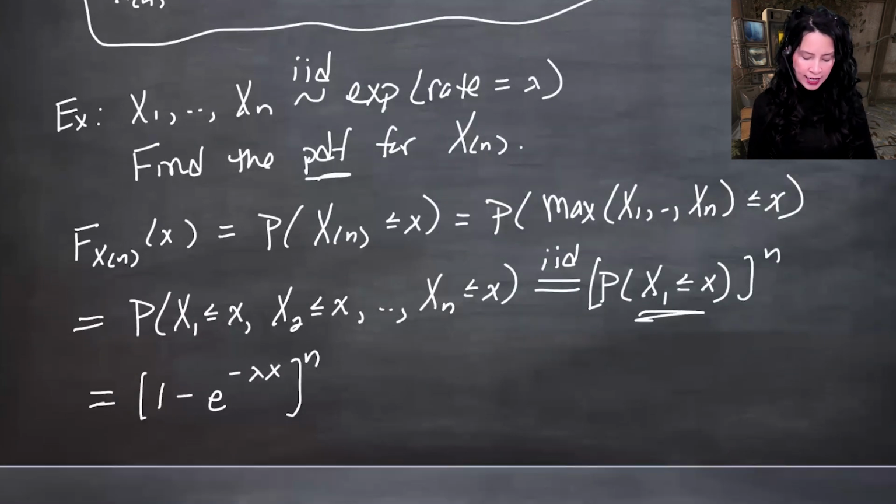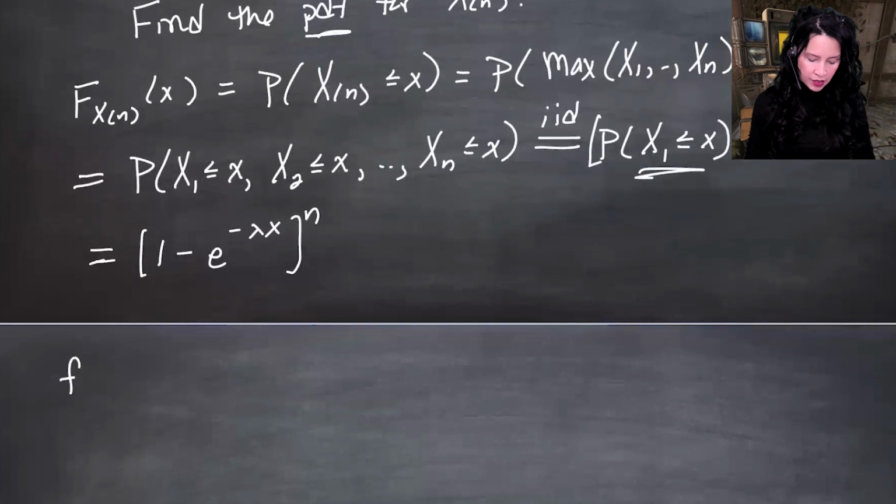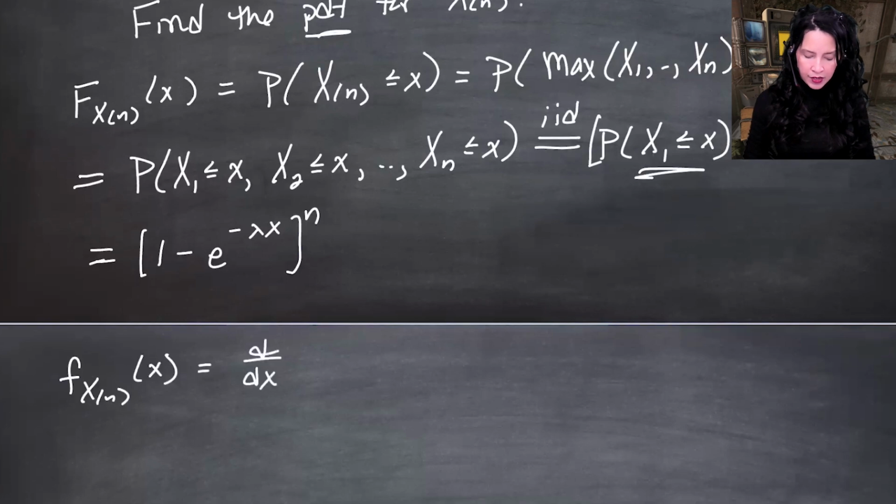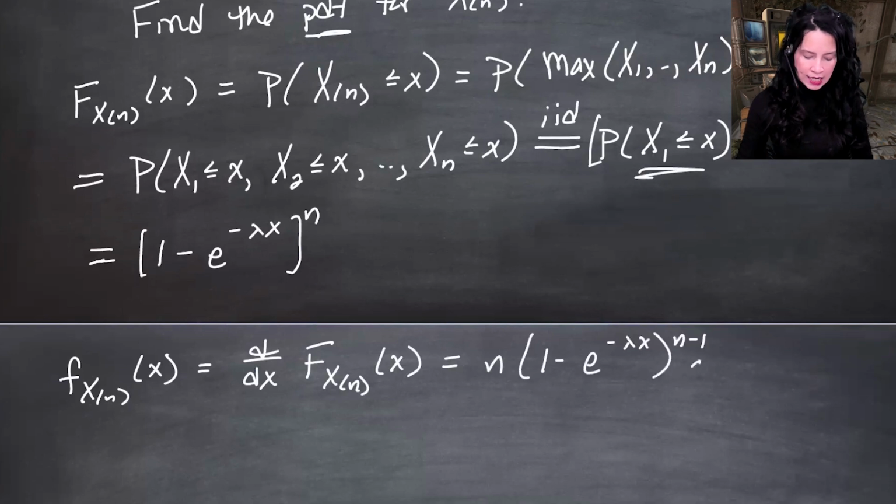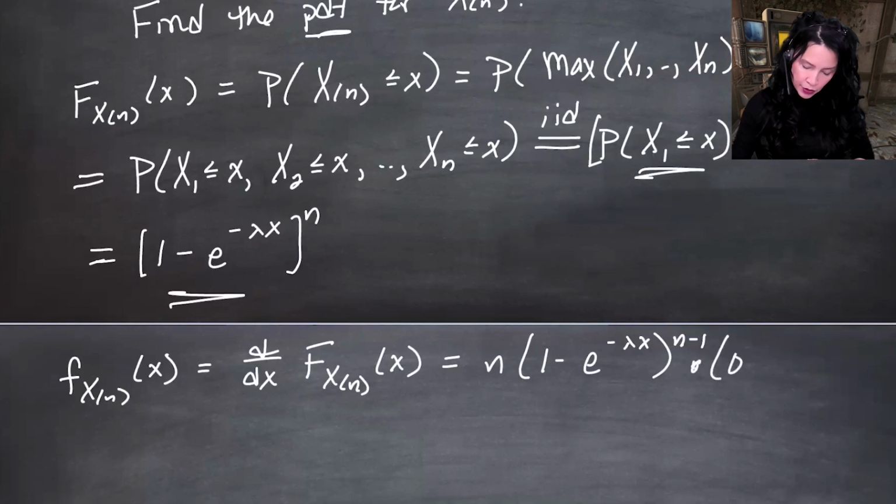So I want to find the PDF, so I am going to take a derivative. The PDF for the maximum is the derivative of the CDF. In this case, I get n times 1 minus e to the minus lambda x, to the n minus 1, times the derivative of the inside, where I will get 0 minus, bringing down a negative lambda, plus lambda e to the minus lambda x.